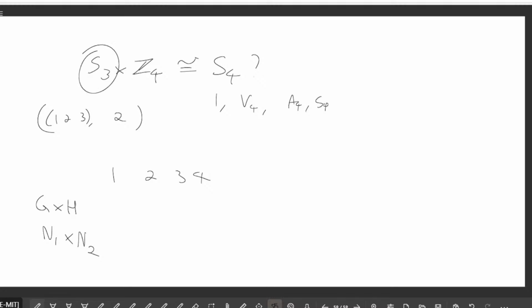So S3 is a normal subgroup of S3 cross Z4. Is it a normal subgroup of S4? No. Is Z4 a normal subgroup of S4? No. So Z2 square and Z4, you know the answer. But yeah, this is a simpler argument definitely, which doesn't use that fact. So Z2 square and Z4, definitely not isomorphic.